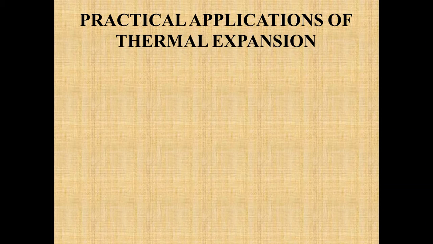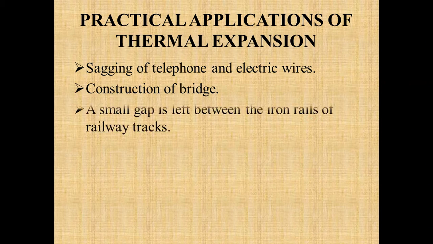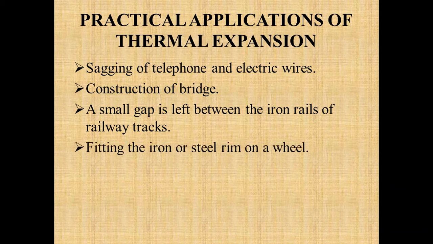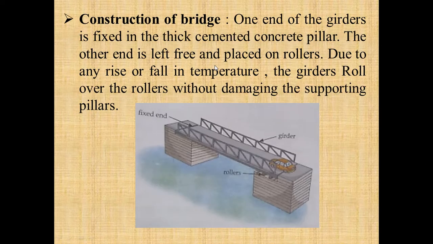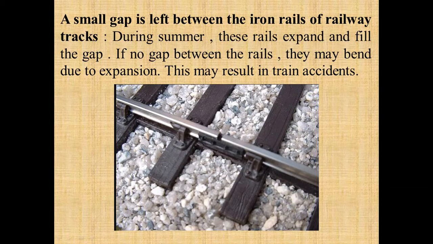Now let's see a few practical applications of thermal expansion: sagging of telephone and electric wires, construction of bridges. Then a small gap is left between the iron rails of the railway tracks. Then fitting the iron or steel rim on a wheel. Then, a small gap is always left between the iron rails of the railway tracks.